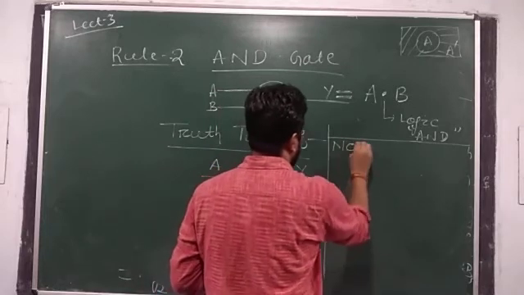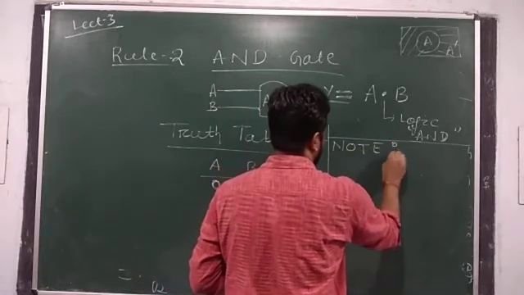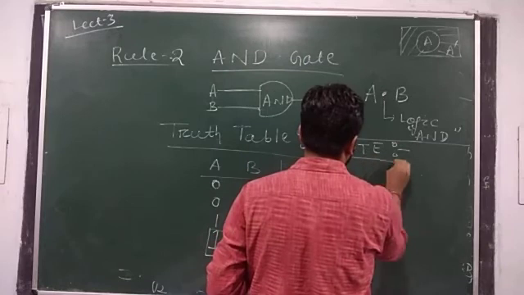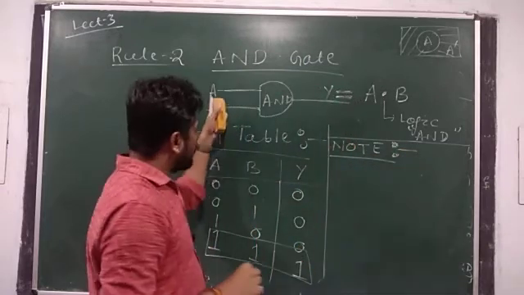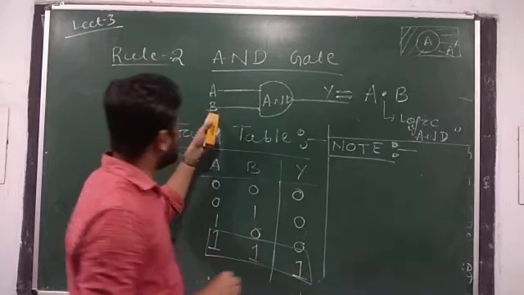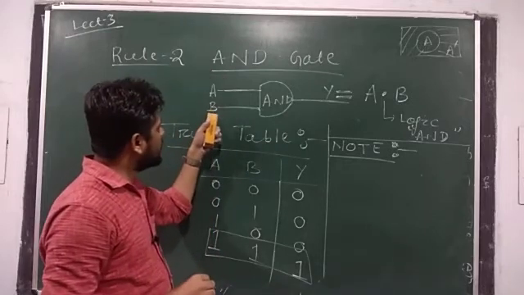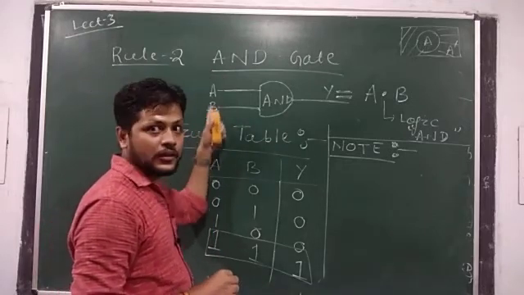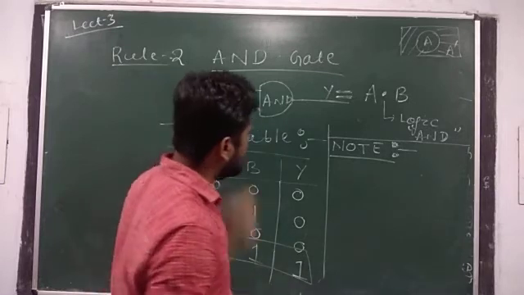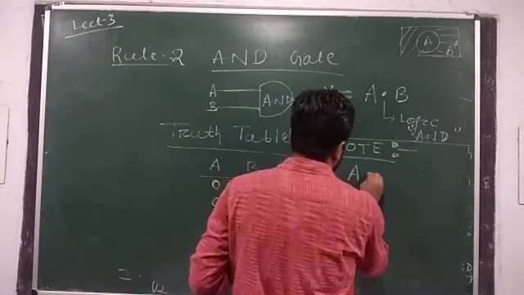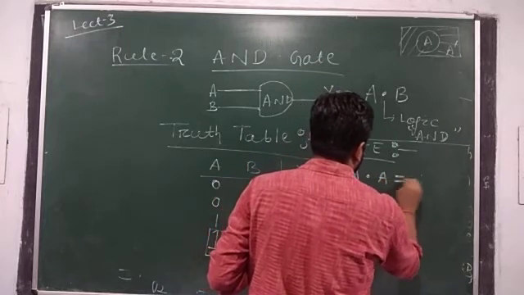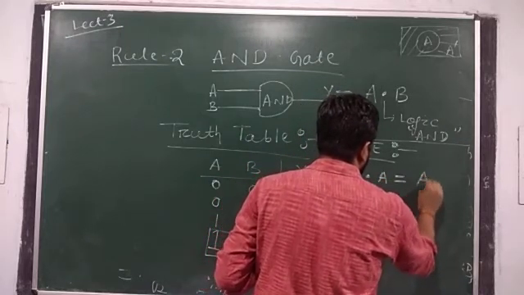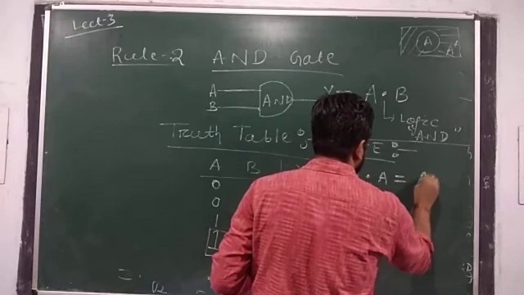This is very important. Please keep practicing about this. Suppose both the inputs are equal, that means A and B are equal, that means A dot A or B dot B. So both the inputs are equal. In AND logic we will get the variable as A.